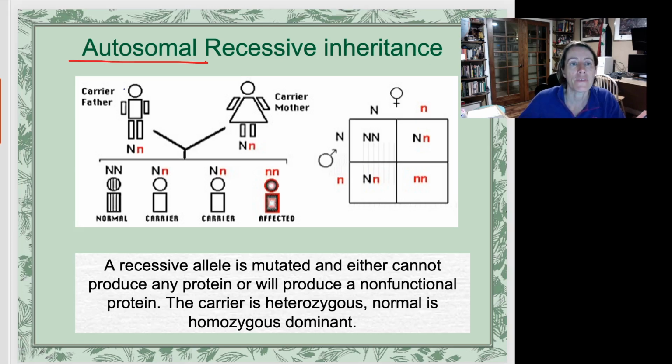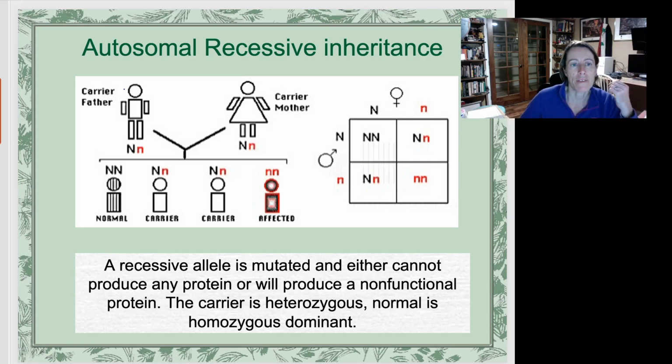And then the fact that it's recessive, it means that the allele or the version of the gene that causes the problem is the recessive version of the gene. So in general genetics terms, it's the lowercase letter of the pair that is the one that is abnormal or not functional. So these are conditions that are caused by recessive alleles that are found on the autosomes.